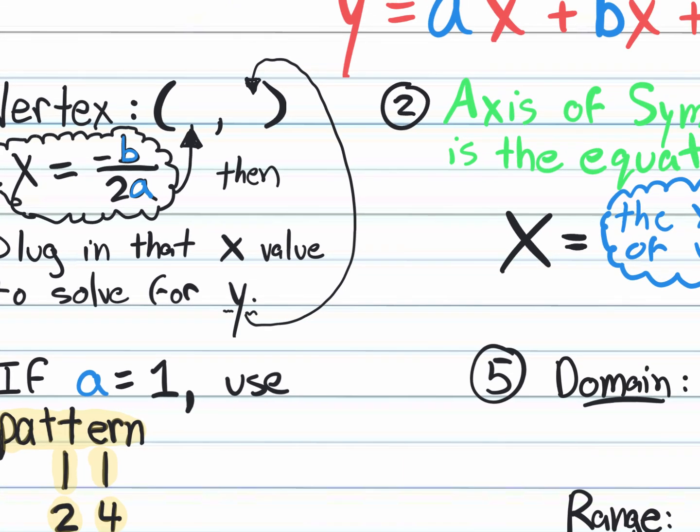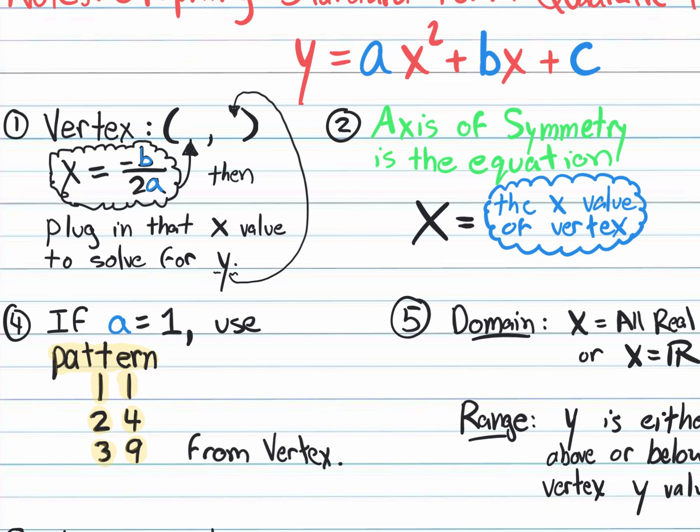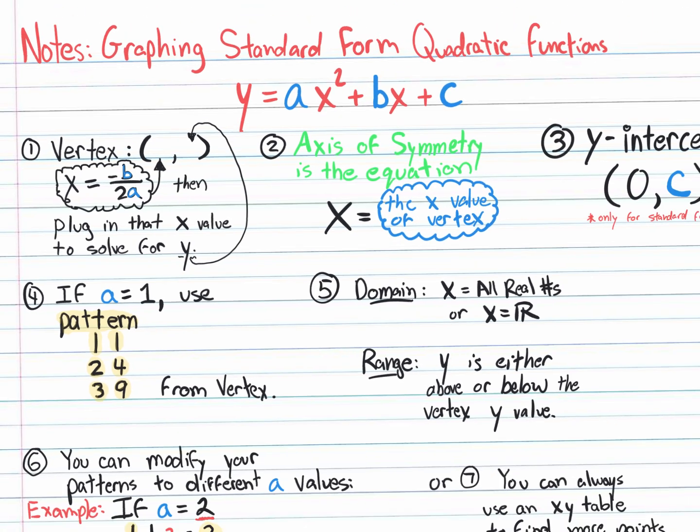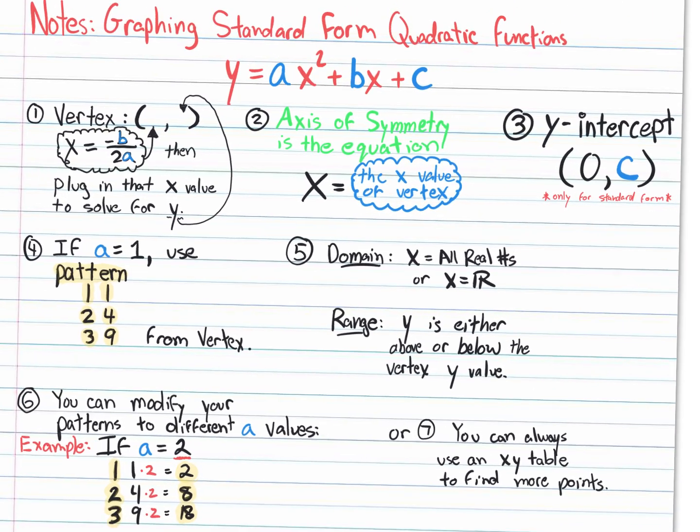Once you have that most important point, the vertex, it's really easy to draw a green vertical dotted line right through it, and that'll be your axis of symmetry. Now the equation of the axis of symmetry is x equals whatever the x value of your vertex is. So whatever you have right here, x equals that number will be the vertical line that's called the axis of symmetry. And then from there, you could easily find the y-intercept.